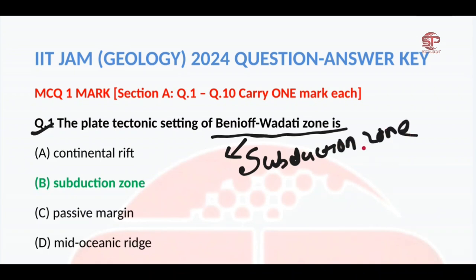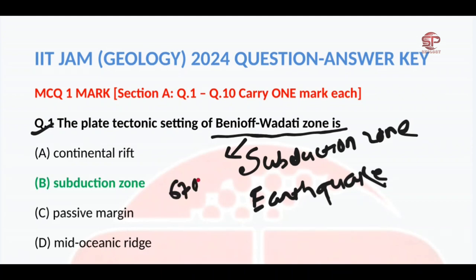So it is an earthquake distribution zone where you find all types of earthquake, starting from shallow focus to deep focus. So the depth of focus of the earthquake, you will find up to 670 km or you can say up to 700 km. So at such a greater depth, only in subduction zone you will find earthquake.